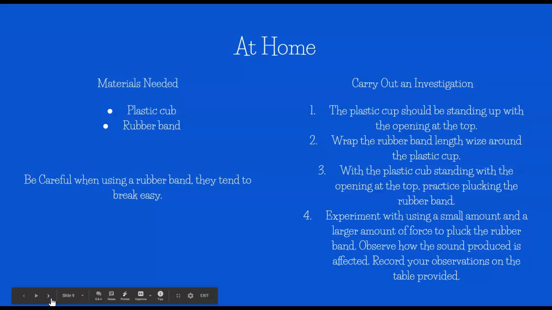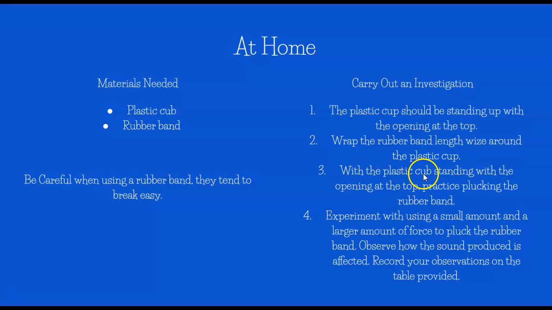All right. If you're at home, the materials you're going to need is just a plastic cup and a rubber band. So be careful when using a rubber band. They tend to break easily and can snap. All right, so here we go. To carry out your investigation, it says, the plastic cup should be standing up with the opening at the top. Wrap the rubber band lengthwise around the plastic cup. So you want it to kind of have it over that opening at the top of the cup.